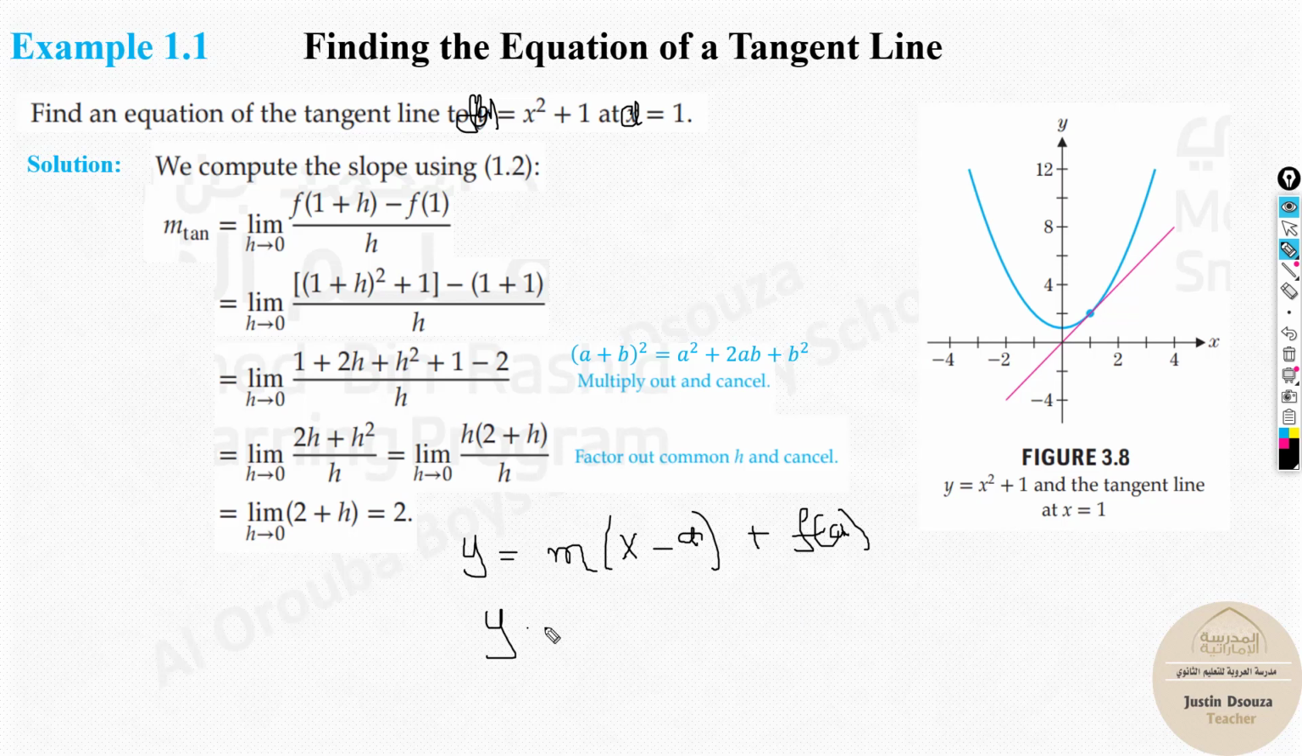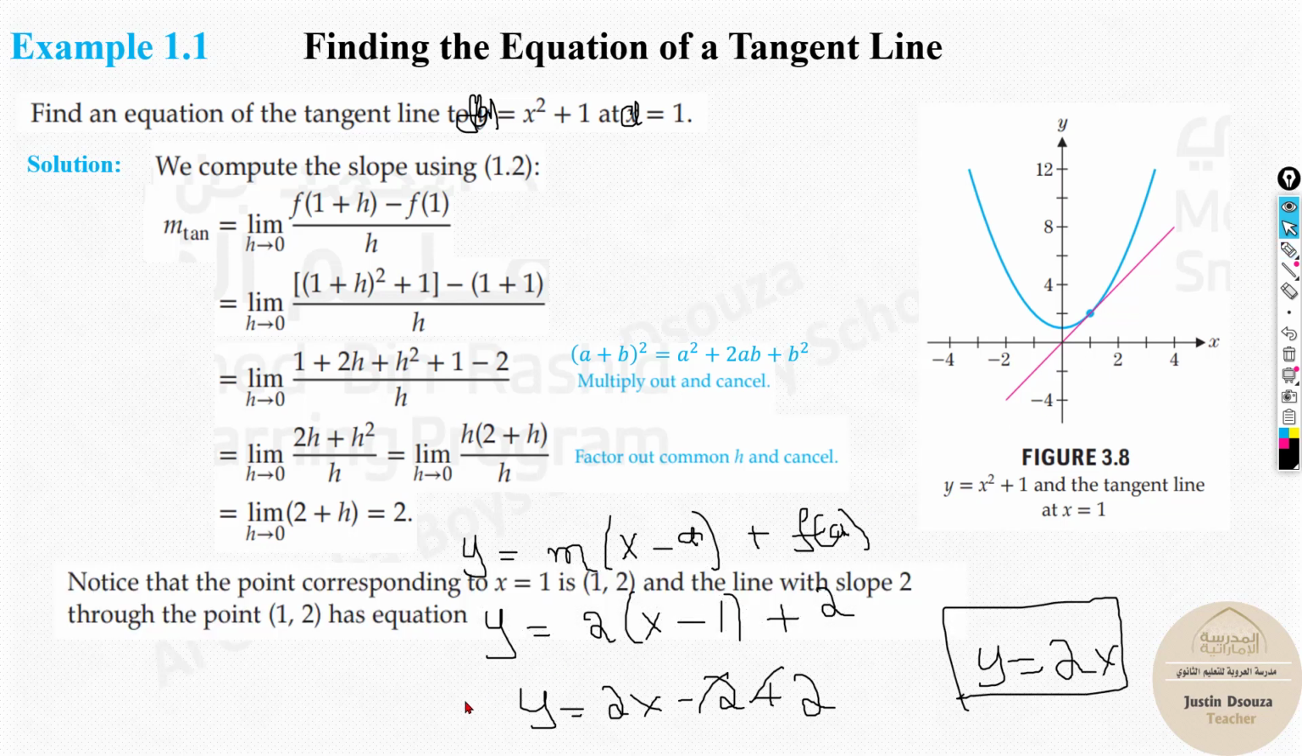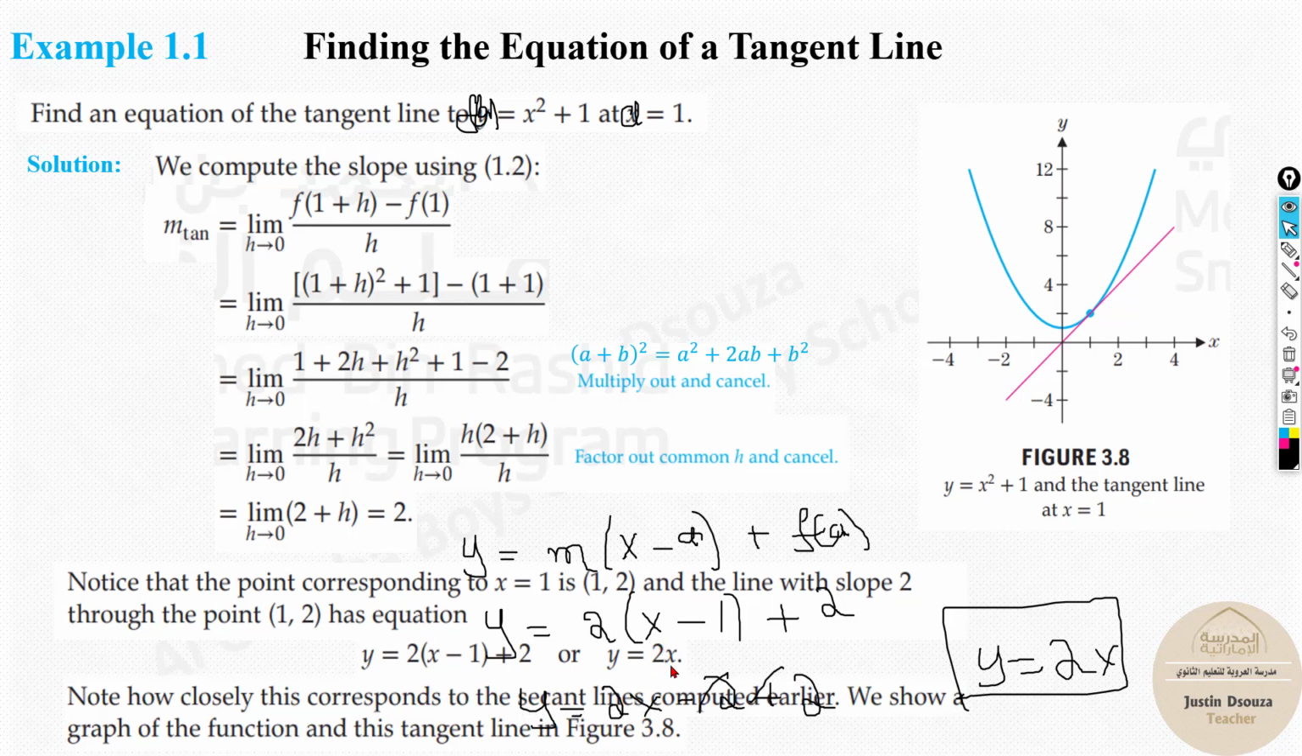And now here m equals what? m equals 2, x minus a is 1, plus f of a is, over here instead of x you should put 1 square. We did it at the beginning. 1 square plus 1 was 2. Now we just substitute over here. 2 times x is 2x minus 2 plus 2, and this cancels. Your answer for the equation is y equals 2x. The tangent line's equation is 2x. So over here, that's it, y equals 2x.